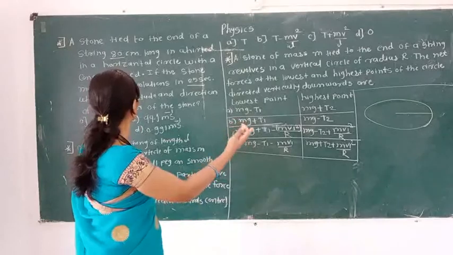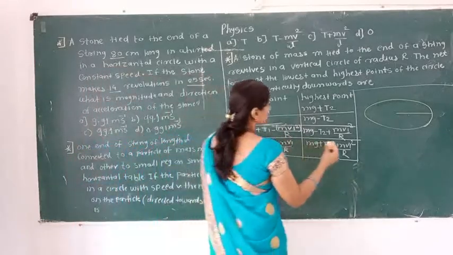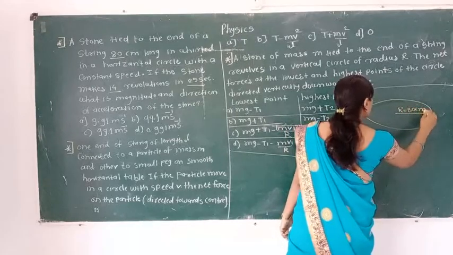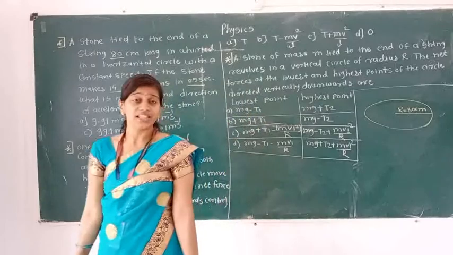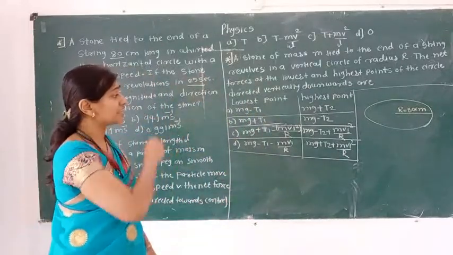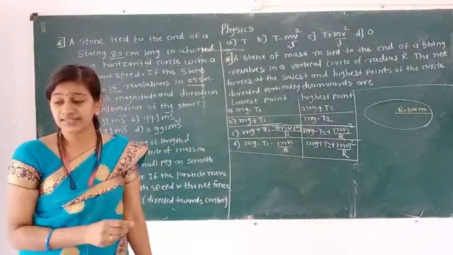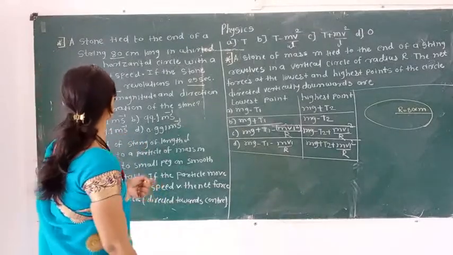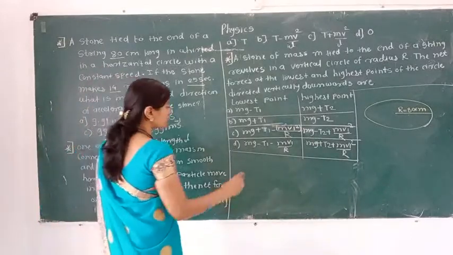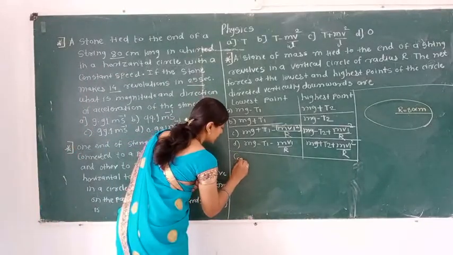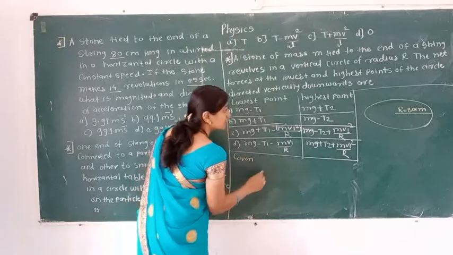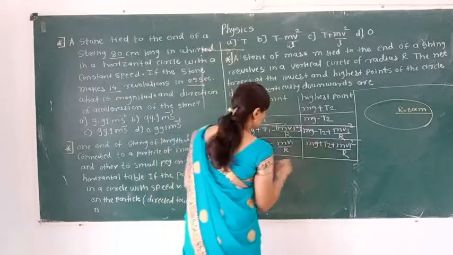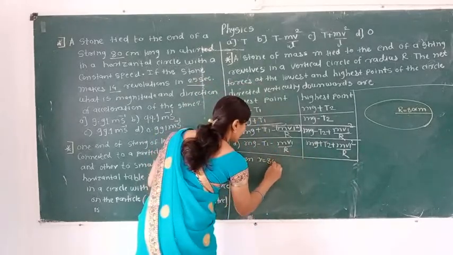Let me write that the stone is tied to one end of a string. R is nothing but 80 centimeter, the length of that string. Otherwise we can say that the circle in which the stone is revolving has radius R. Next, there is a horizontal circle with constant speed, and the stone makes revolutions. Let me see what is given. First we have R; we can take small r or capital R, no problem. R is 80 centimeter.